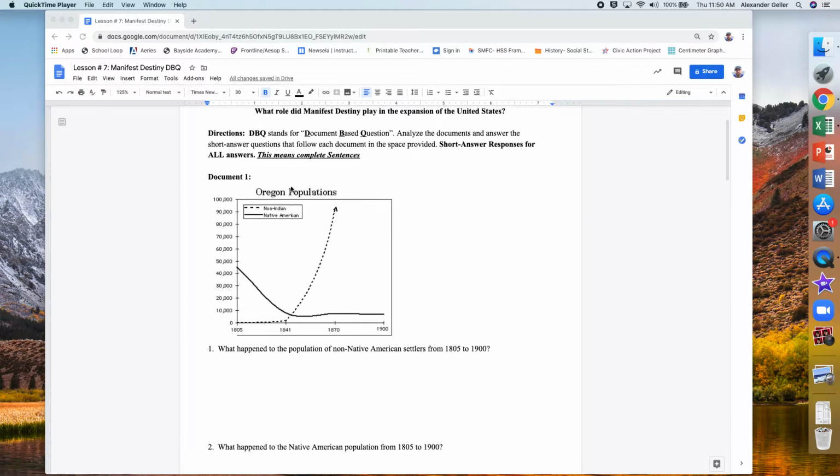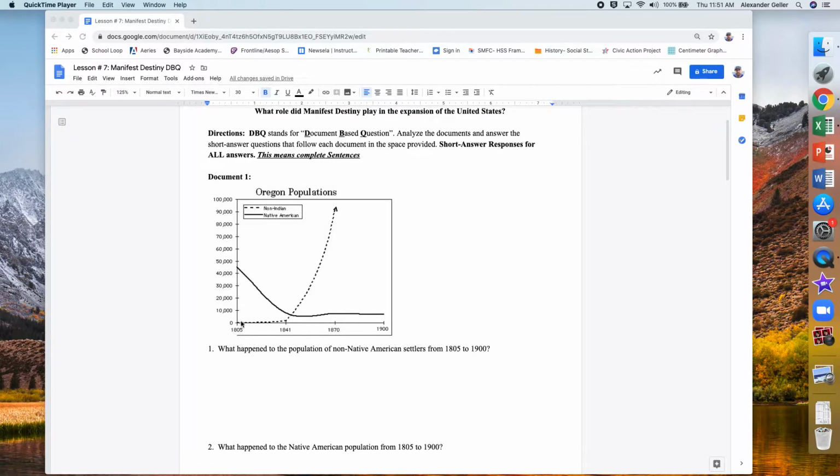So, document 1, or the first document, is our graph. It's Oregon's population. I want to go over this graph with you. Below what we have here is individual people in the tens of thousands. So we have 10,000, 20,000, 30,000, all the way up to 100,000 individual people. On the bottom axis, we have years. So this is 1805, 1841, 1870, and 1900.